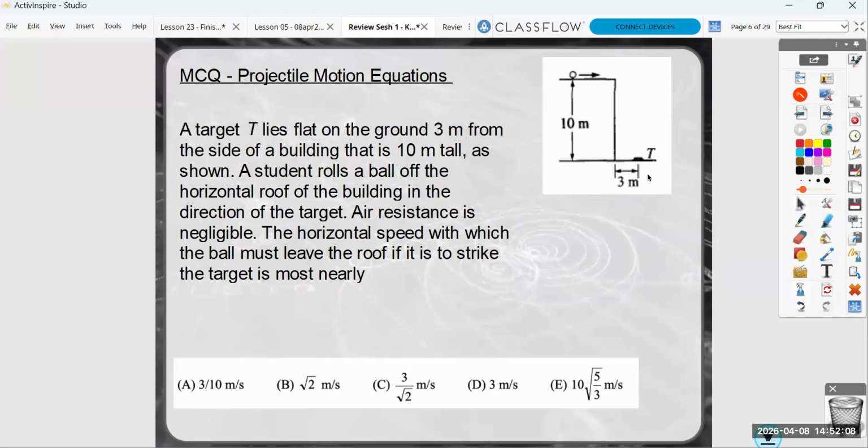So we got a target. This is very wordy, but this is a classic one. We got a target lying flat on the ground. We're going to roll a ball off the roof. Air resistance is negligible. And how fast does it have to be going? So I guess when we think about this, there's a really important missing piece of information here that we need to find. What do we think we need to know?